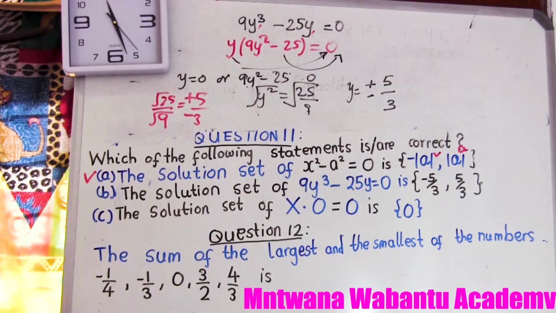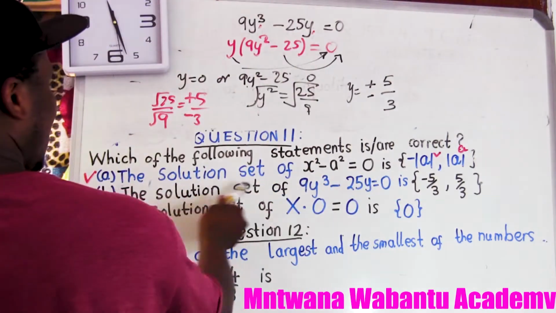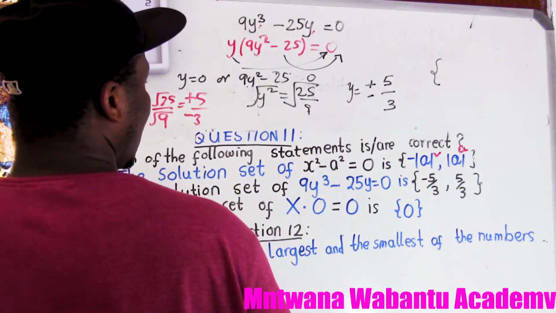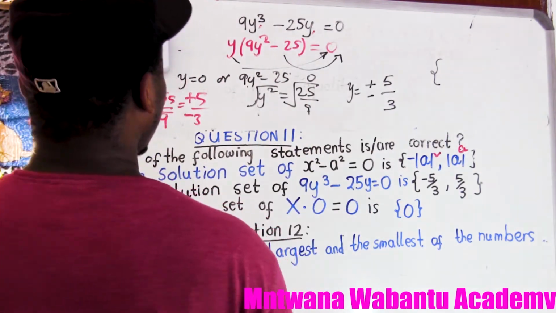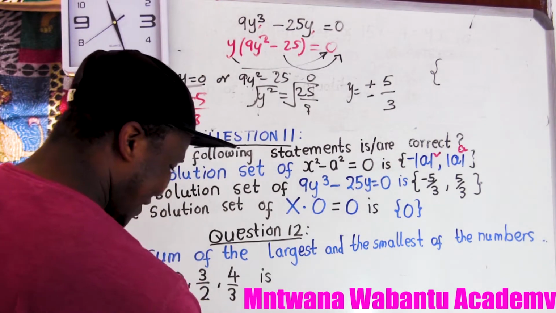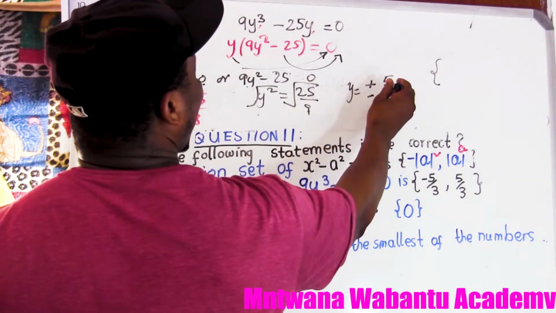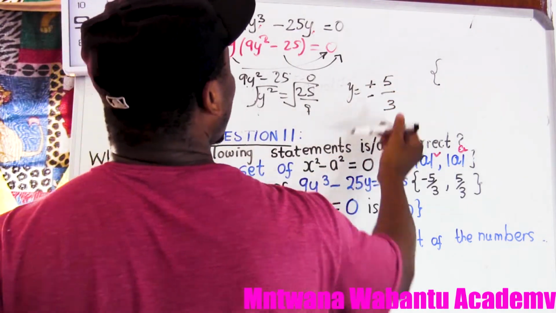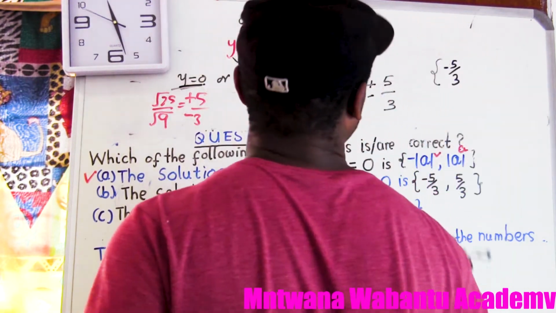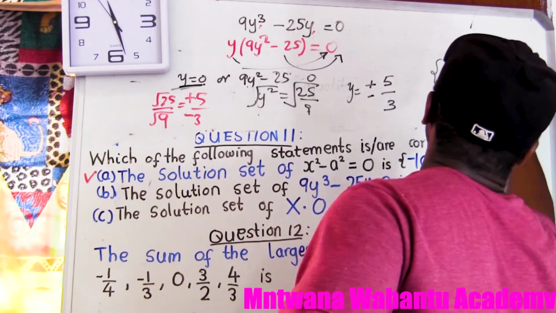So our solution set is going to be, because they asked for the solution set, we have 0, and then negative 5 over 3, and then positive 5 over 3. Which is the smallest one? The smallest one is negative 5 over 3, and then 0, and then 5 over 3.